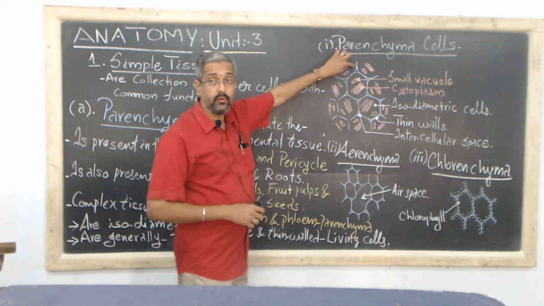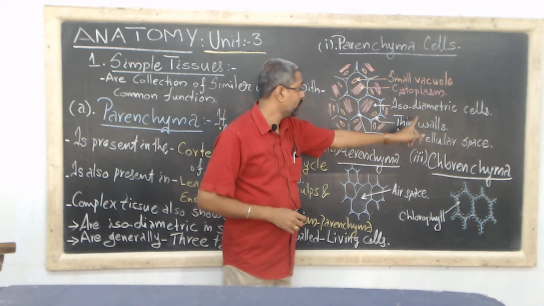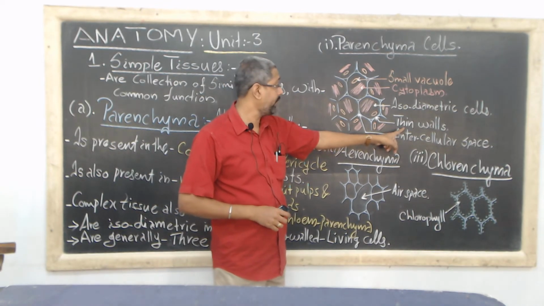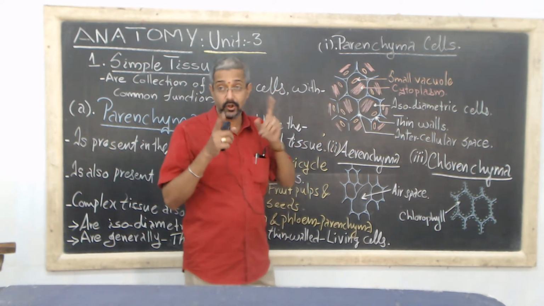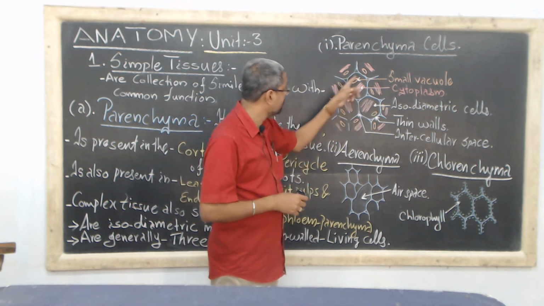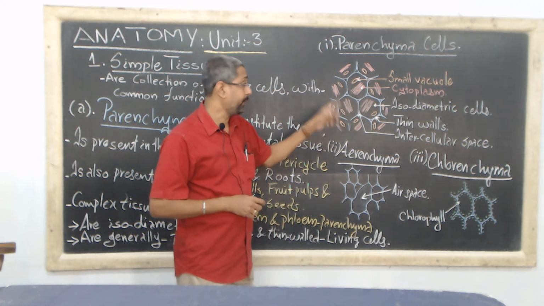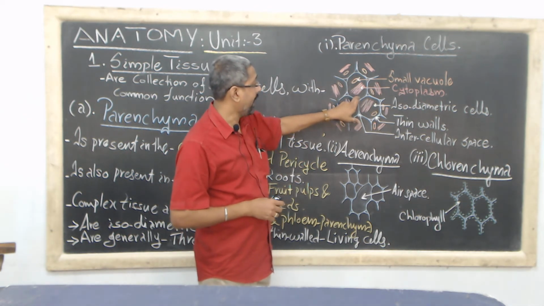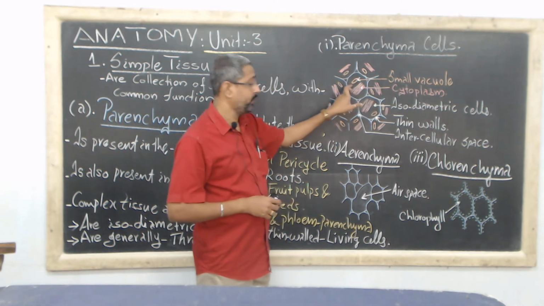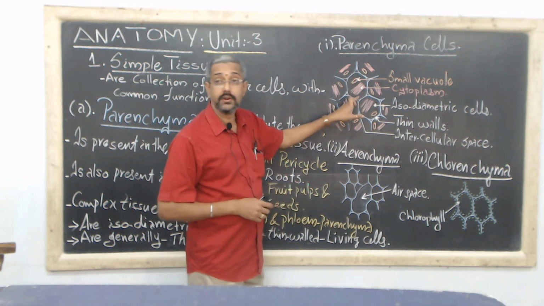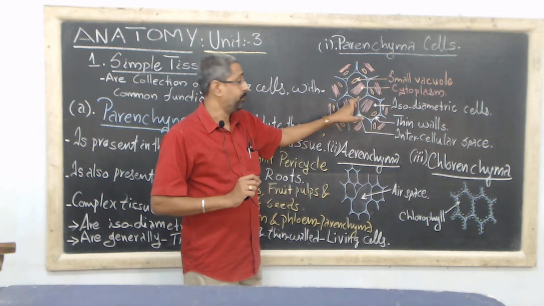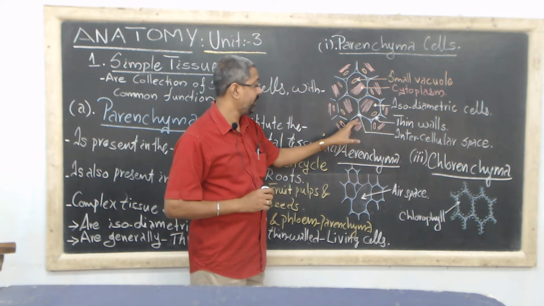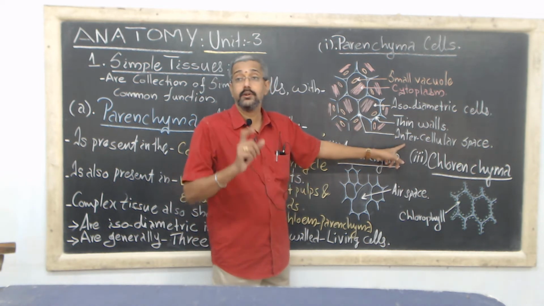These are thin walled parenchyma cells, so the cell wall is thin in nature. And the cells are isodiametric, because almost all the cells are of similar shape. And what is the structure? Each cell has a small vacuole, and it also possesses cytoplasm. In addition, we can see the parenchyma cells generally have intercellular spaces.